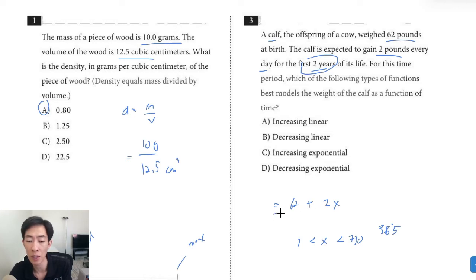All you have to know is that this type of function is linear, and it's obviously going to go up because y equals mx plus b. The slope is 2, and your y-intercept is going to be 62. So increasing linear is the answer.